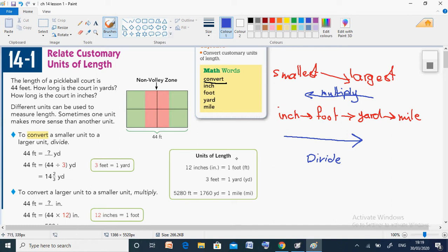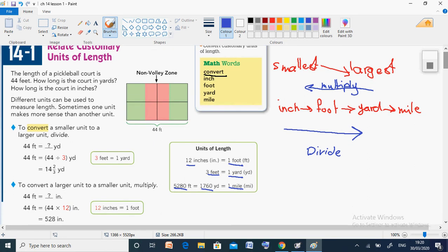Okay boys, now look at this box here. This box contains what? Units of length. Each foot equals what? 12 inches. Each yard is 3 feet, and each mile is 1760 yards, or 5280 feet.